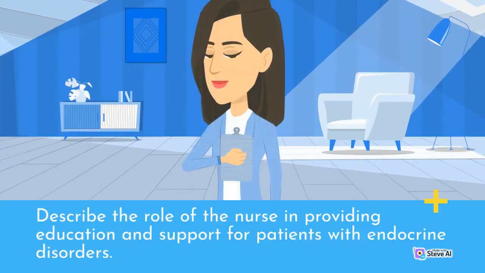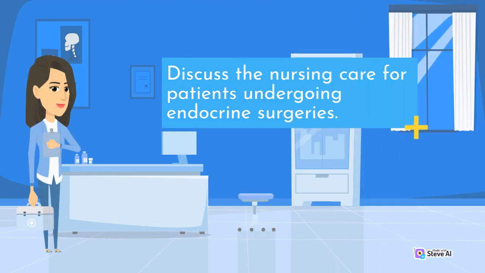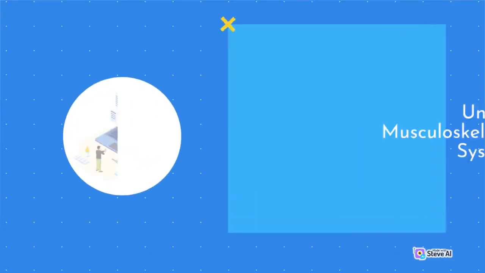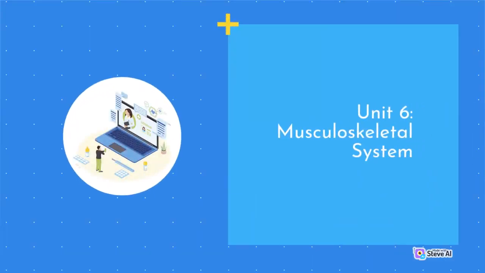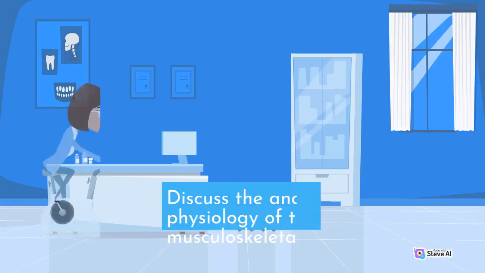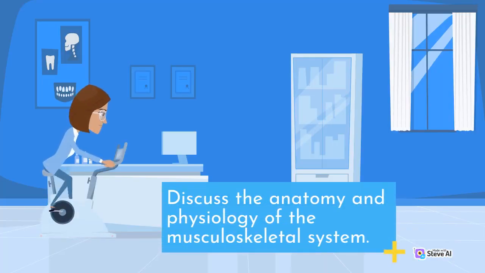Describe the role of the nurse in providing education and support for patients with endocrine disorders. Discuss the nursing care for patients undergoing endocrine surgeries. Unit 6: Musculoskeletal System. Discuss the anatomy and physiology of the musculoskeletal system.